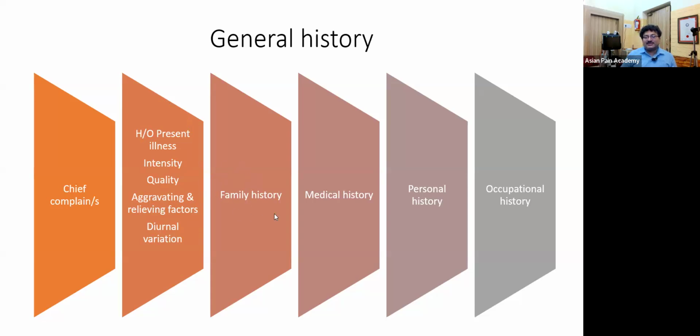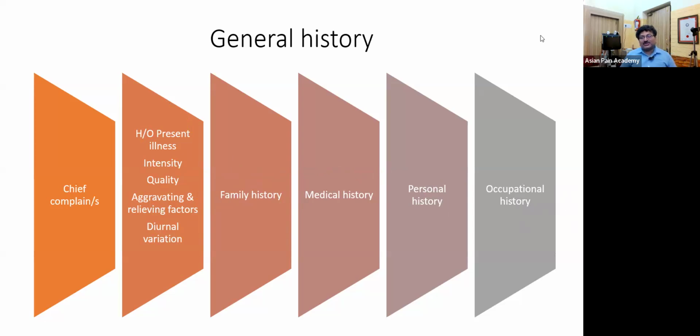Then whether there is a family history or not. For example, in spondyloarthropathy, there could be a strong family history. Then ask for the medical history. Okay. Then personal history, occupational history, they are the same as you do in most of the cases.